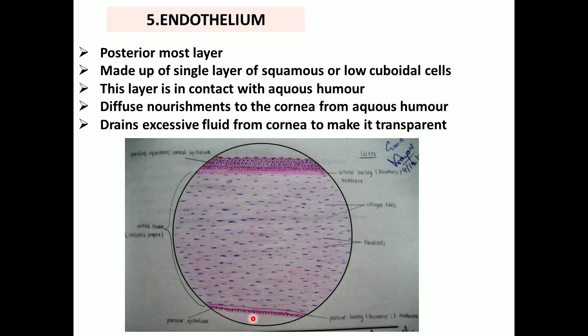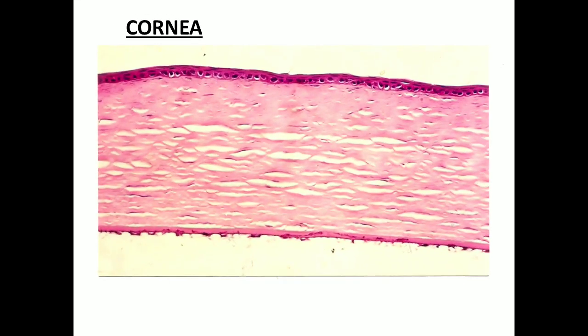Next is the endothelium, the fifth layer. This is the posteriormost layer of the cornea, made up of a single layer of squamous or low cuboidal cells, and it is in contact with the aqueous humor of the anterior chamber. Remember, this layer is very important because nourishment and oxygen are diffused through this endothelium from the aqueous humor towards the corneal epithelium, because the cornea is avascular. We have to remember that point. Another function of this layer is that excessive fluid is drained, which keeps the cornea very transparent.